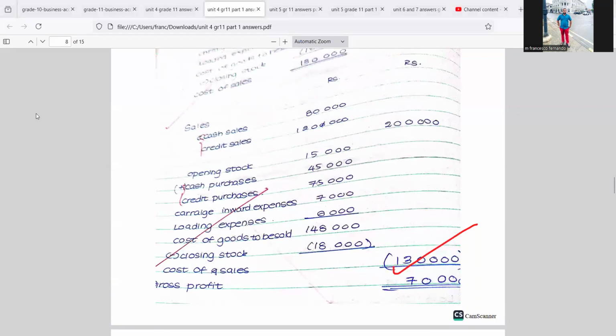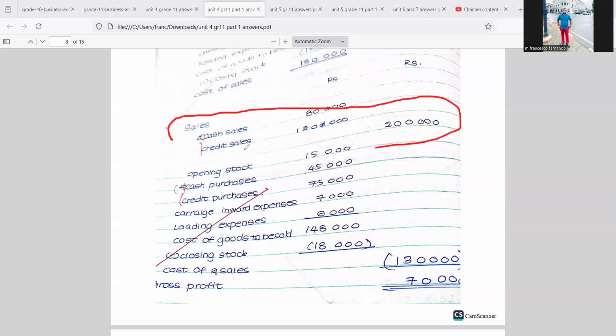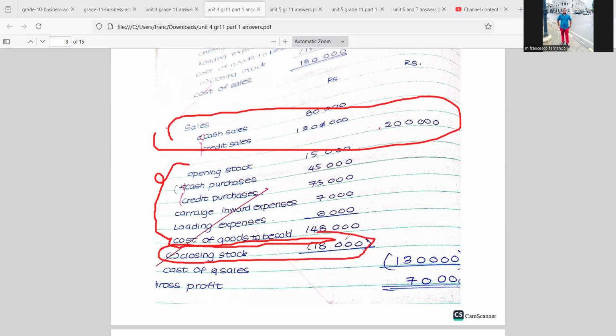Then moving forward, the gross profit. How to find the gross profit? First we must start from sales, and here also you can take only one figure, I mean 200,000, no need to show the separation, right? So you take the opening stock, purchases, carriage inwards, loading expenses, and get the cost of goods to be sold. From that, if you deduct the closing stock, you will end up with the cost of sales. And then from the sales, if you deduct cost of sales, you will get the gross profit.